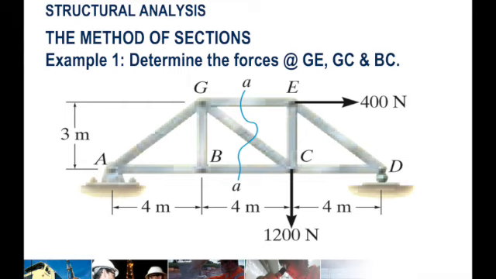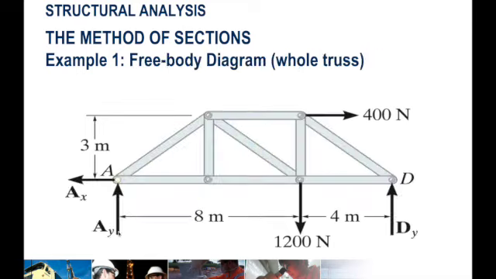So what would be the reactions here? So this is a hinge connection. What do we have? We will have two reactions, AX and AY. For the roller connection, you only have one reaction, and that is the normal, which is dy. Okay, so this is the free body diagram of the whole truss. So the next step should be determining the values of these external forces.